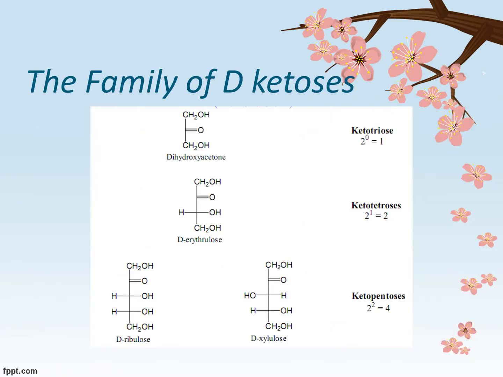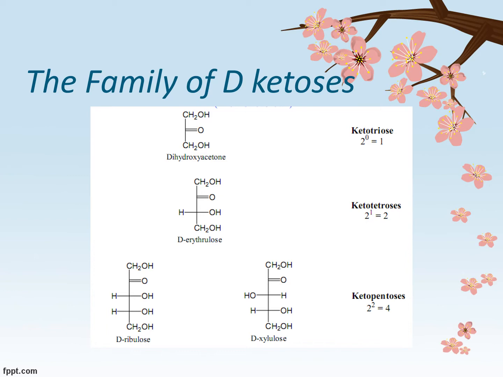Now let us look at the family of ketose. Can you identify the difference between the possible stereoisomers for ketose compared to the aldose group just now? You can see the number of chiral carbon is less compared to the aldose group. So therefore, the total possible stereoisomers will be less too. You can say it's less by half.